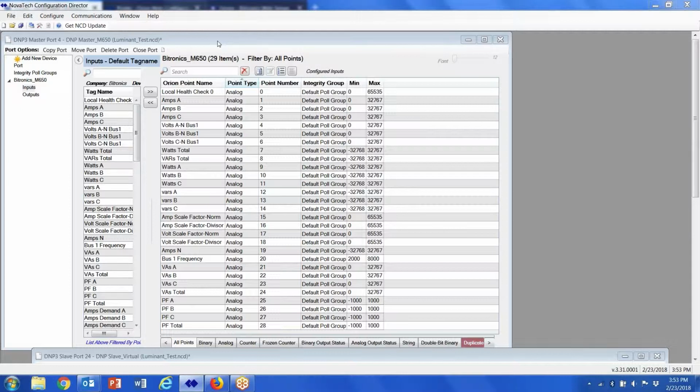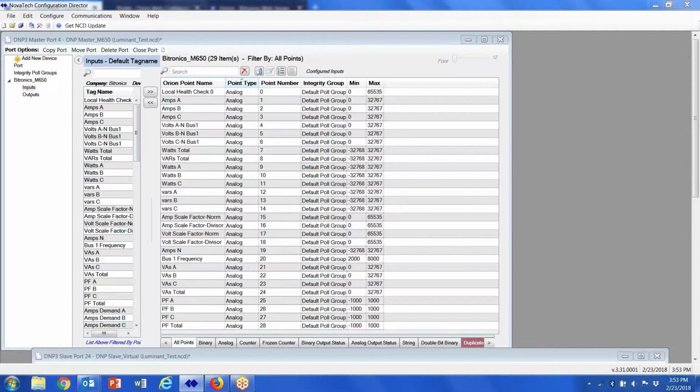What I did is on my LX Mini, I created an NCD file for my Biotronics meter on serial port number 4 using the DNP master protocol. Basically mapped over points from the tag list on the left and using the standard default min-max values for DNP, 2 to the 16 two's complement signed values.